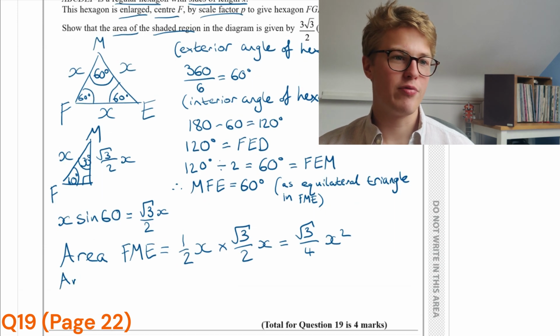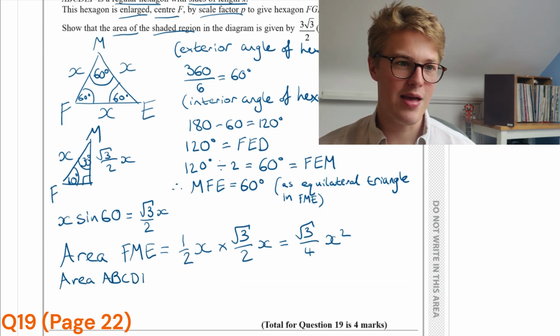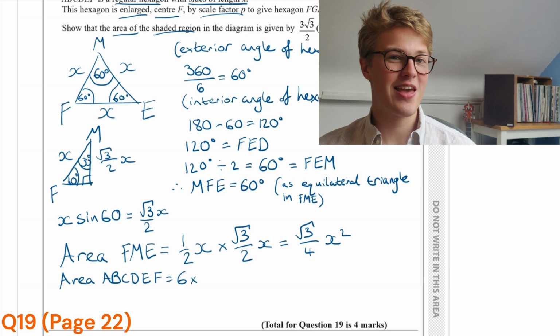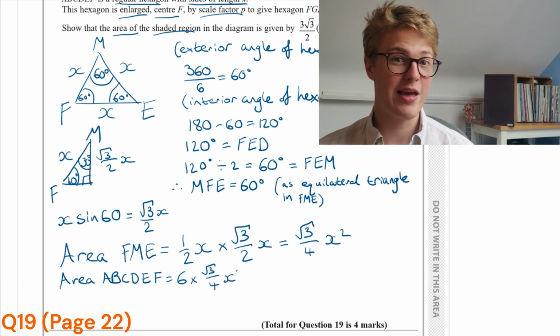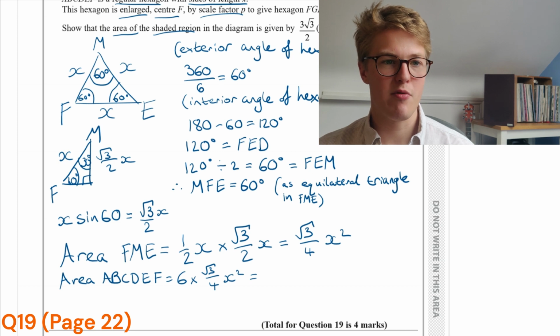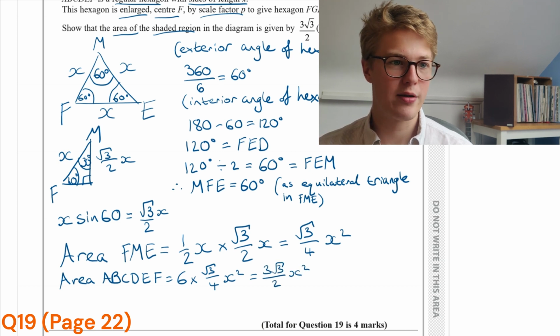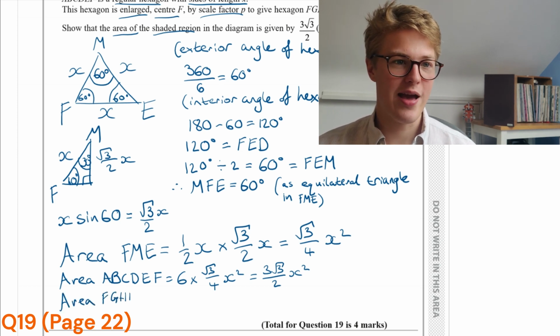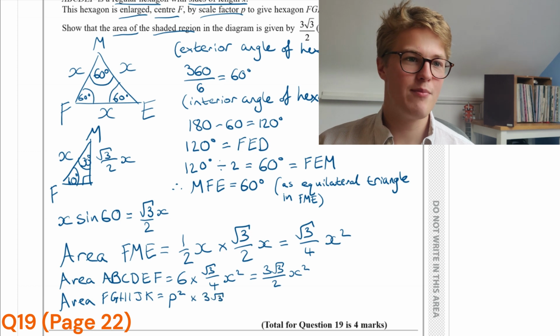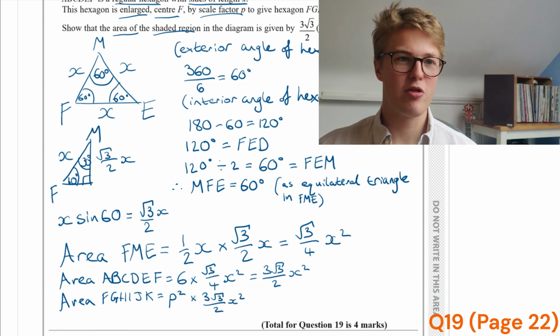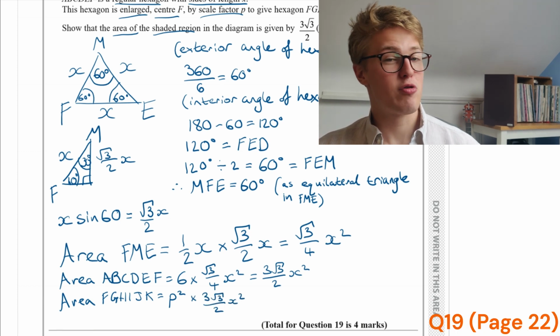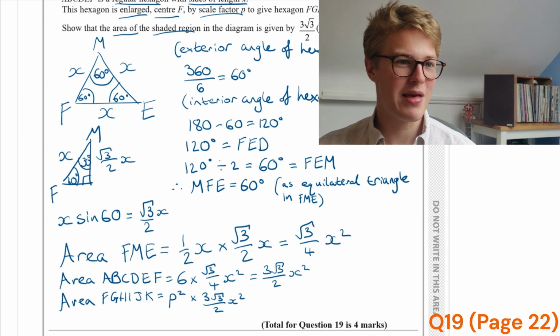The area of the hexagon that's shaded in white, ABCDEF, is going to be 6 times the area of one of these equilateral triangles that makes up the hexagon. So we have 6 times root 3 over 4 times x squared, which is the same as 3 root 3 over 2 x squared. The area of the larger hexagon, which is FGHIJK, is going to be p squared times 3 root 3 over 2 x squared, because p is the length scale factor, which means that the area scale factor is going to be p squared.